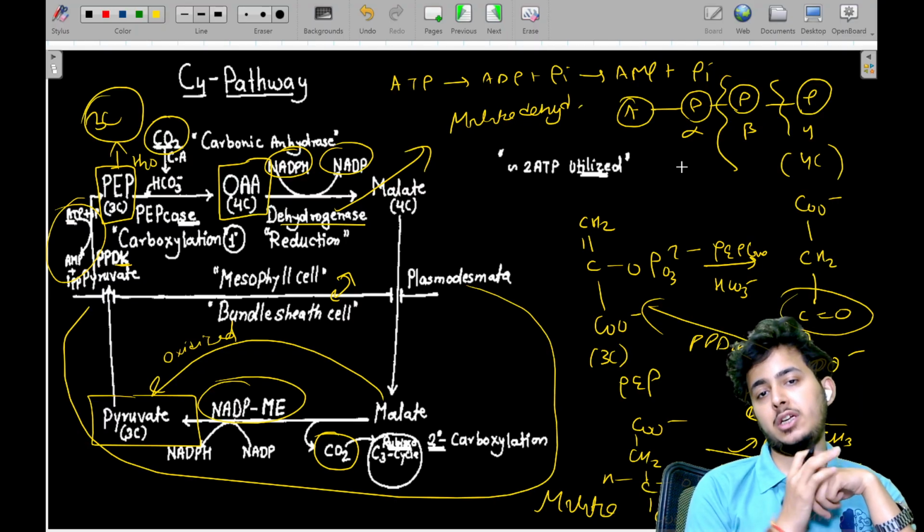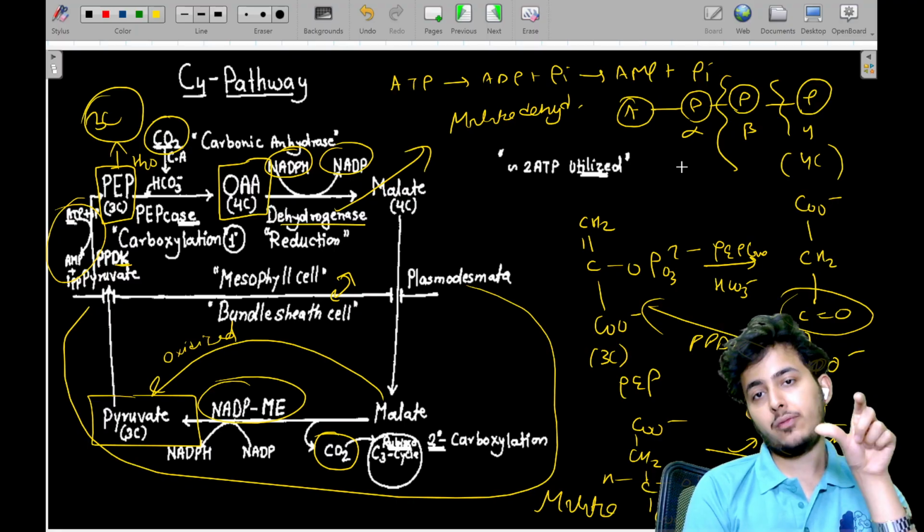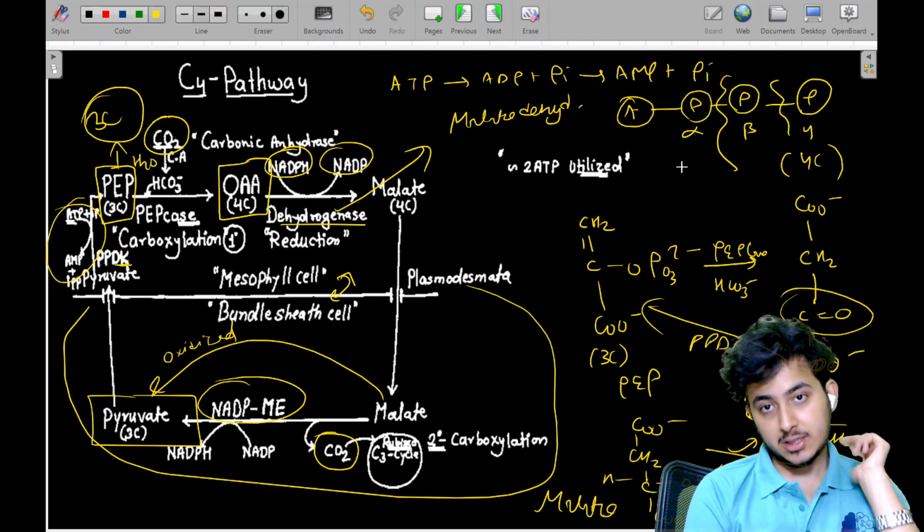Because when one ATP forms ADP plus Pi, there is energy release, then that ADP forms AMP plus Pi, and then again there is energy release.